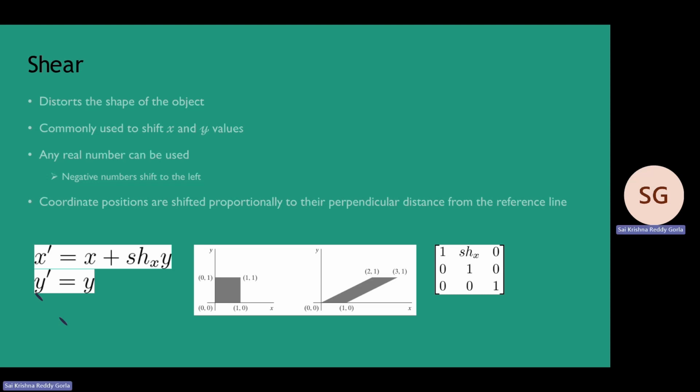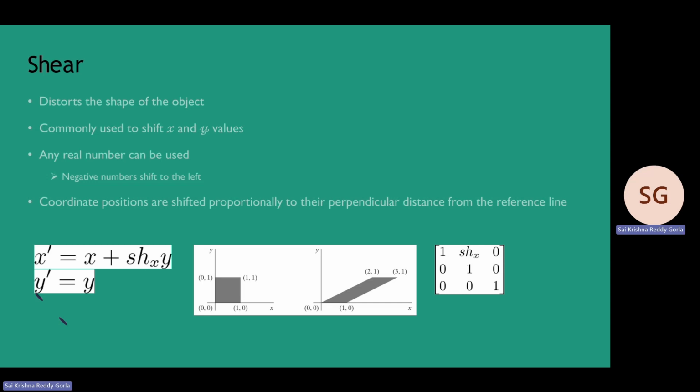Shear distorts the shape of the object, commonly used to shift X and Y values. In any real world it can be used as a negative number to shift to the left. Coordinate positions are shifted proportionally to the perpendicular distance from the reference line. So here you can see the image has been shifted perpendicularly towards the x value side.